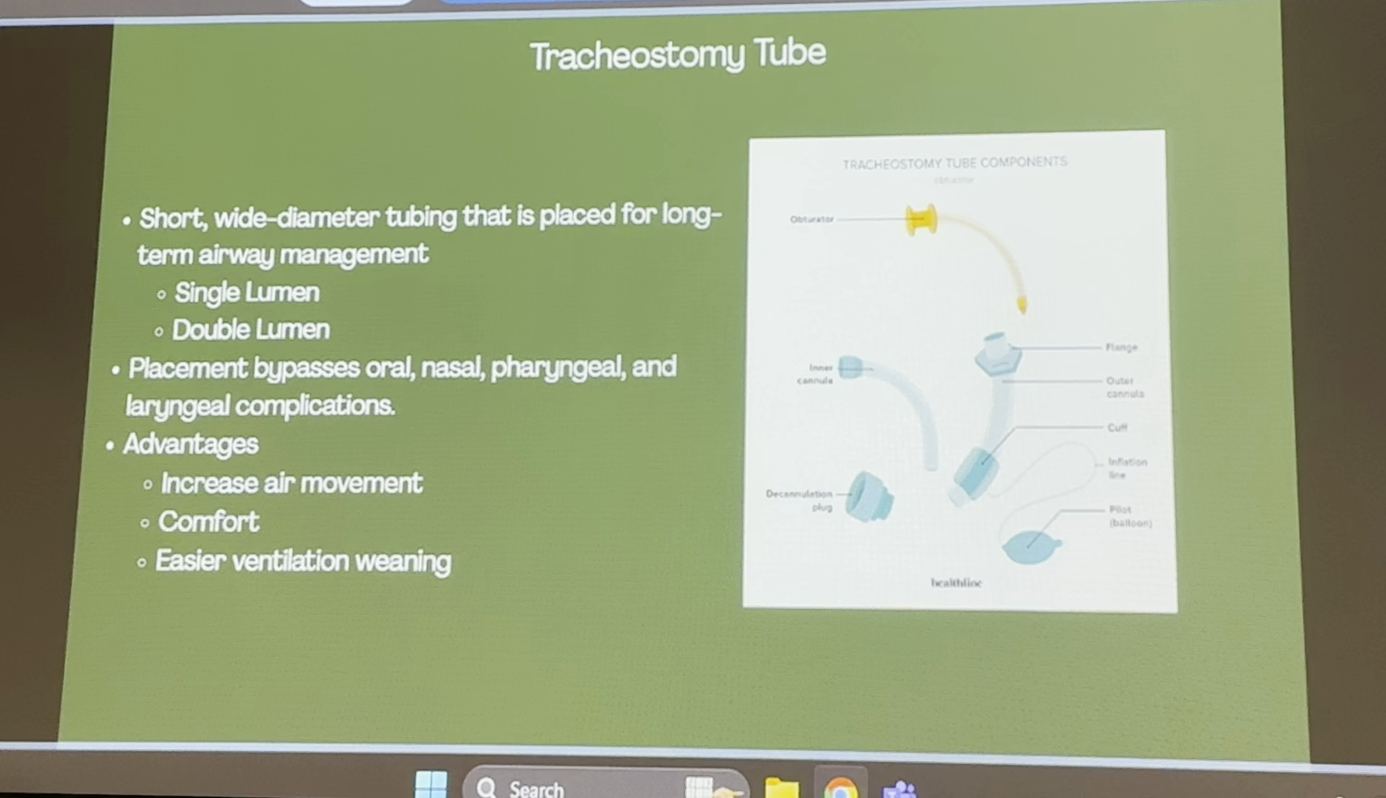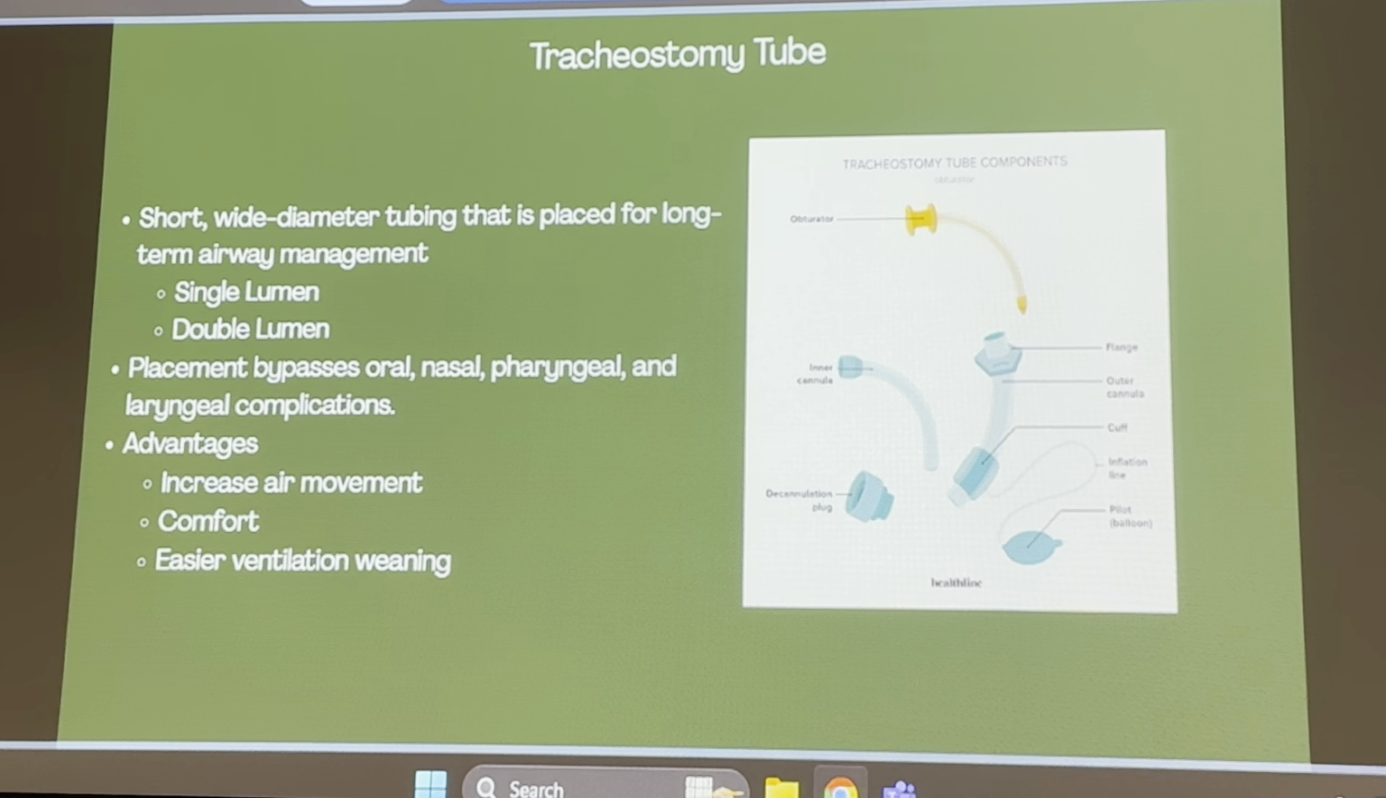All the other ones we've been talking about are really short, temporary type fixes. With these, I can still deliver high pressures of ventilation, but it's also very easily weanable, where I'm trying to take them off of mechanical ventilation and allow them to breathe or ventilate on their own. And it's a whole lot more comfortable.